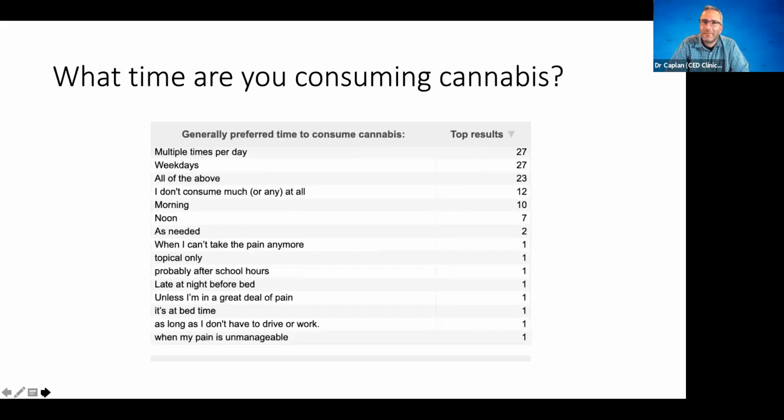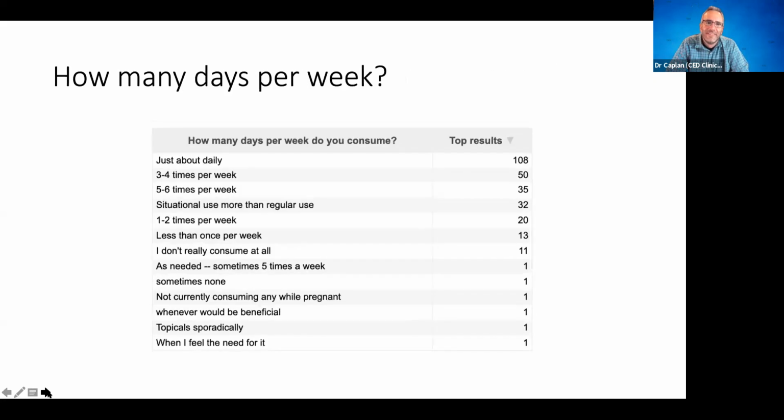When are people using cannabis? A lot of people are using it very often. Some people just on weekdays. It's spread across the board. Basically, this is consumer preference, but there's no one right way of doing things. Same kind of idea: a lot of people are using regularly because they're getting relief. There are some people who just use it once in a while, sporadically, but for the bulk of people, they're getting great relief and using it pretty often.